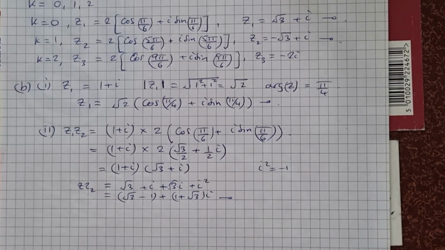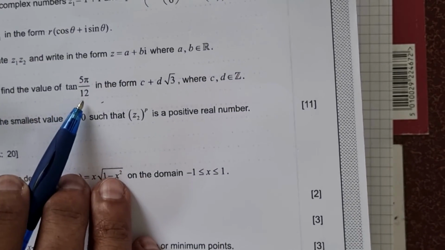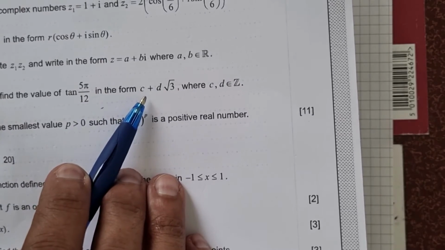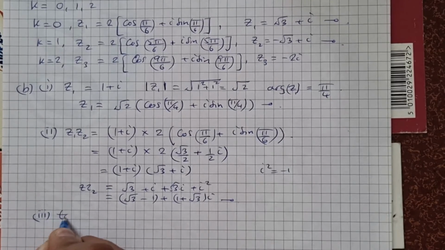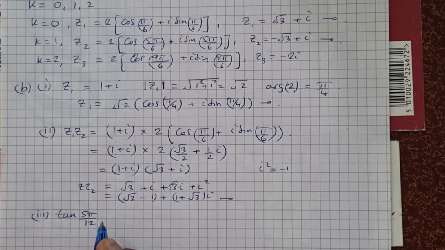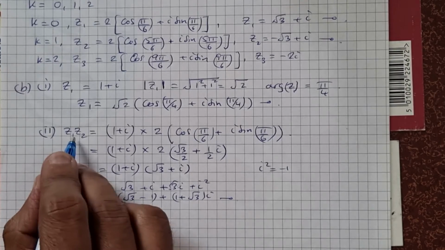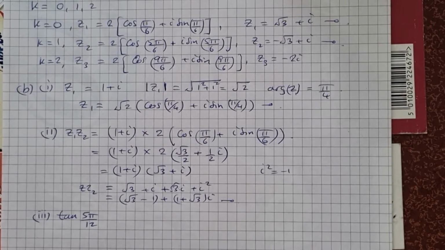Now, what do they want from us now? So let's see. Hence, find the value of tan of 5 pi upon 12 in this form. 5 pi upon 12 for the third part. When they say hence, we're going to use the values. Hence means those results that we found first of all.